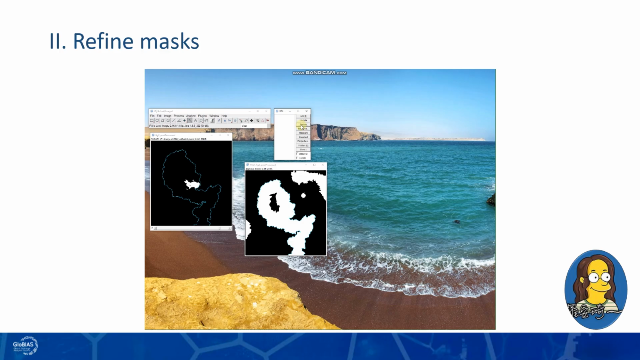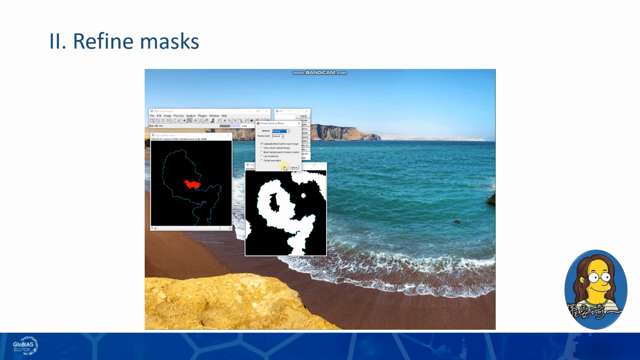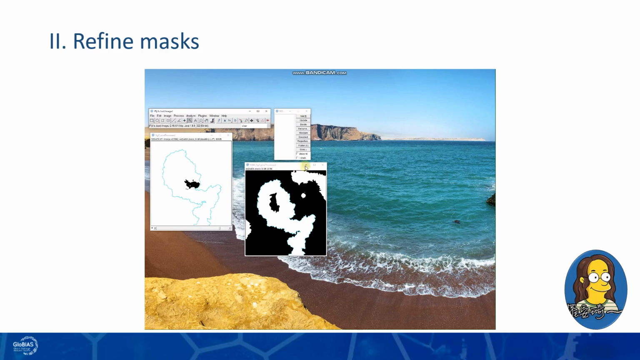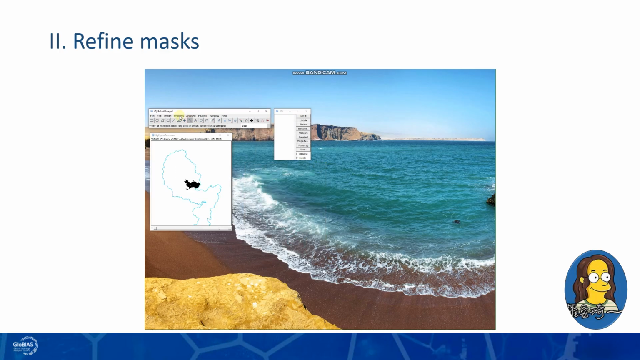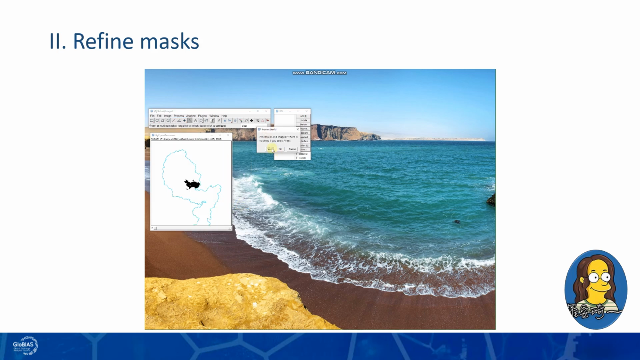For the holes inside the cell, we first convert the stack into a binary mask, and then use the Fill Holes function to remove them. At this point, only the cell debris remains. To remove the debris, we can use the size filter in Analyze Particles.